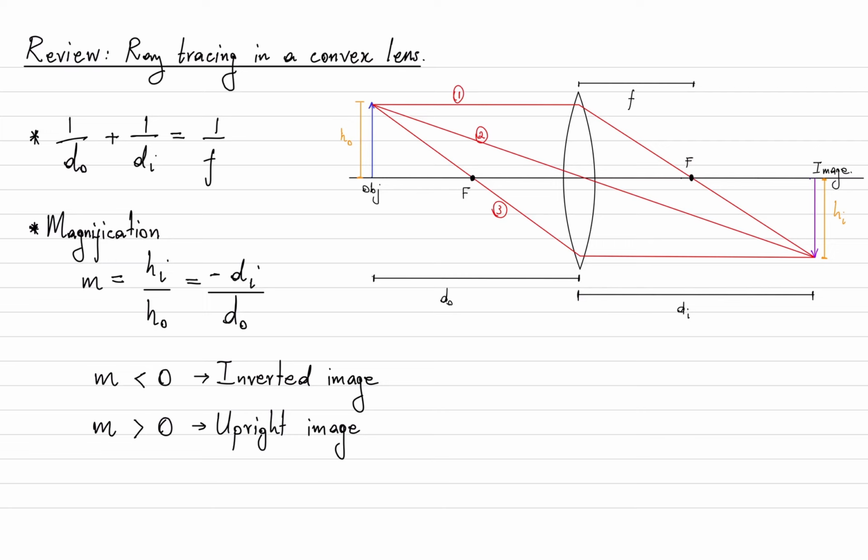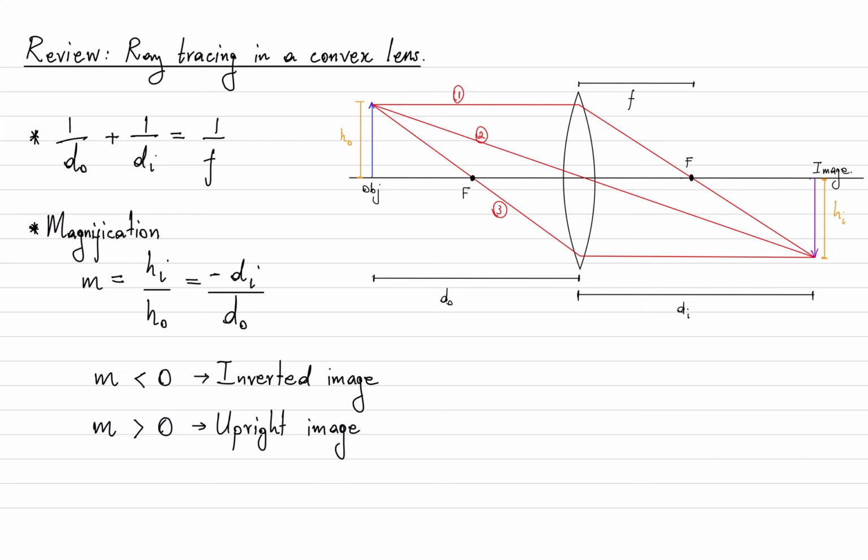However, if it were doing the opposite, suppose the size of the image were, let's say, half that of the object, that would mean the lens is shrinking the image, so the image is smaller than the object. We will get into the details of all of this.